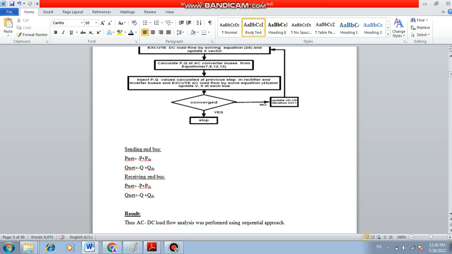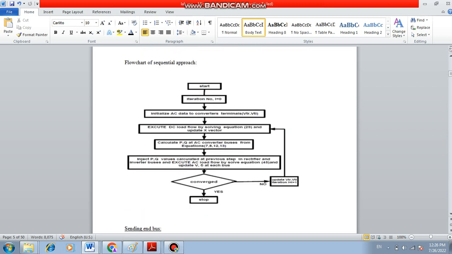The structure of this sequential method is: initially you take a guess, then solve the DC system and calculate PDR, QDR, PDI, QDI, then solve the AC load flow and update. Then you check for convergence. If it is not converged, you go again, solve the DC system, calculate PDR, QDR, PDI, QDI, and repeat this process. If it is converged, you can stop the solution.